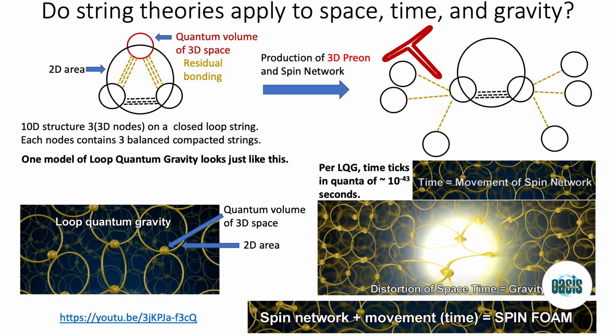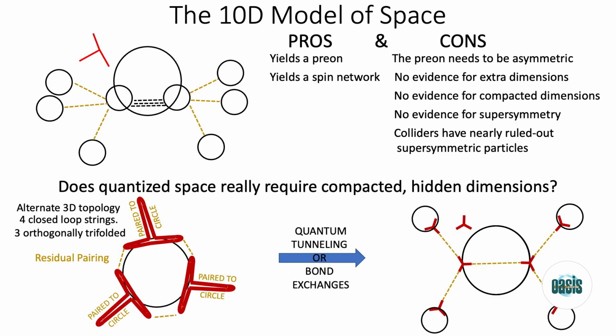We see time as nice and smooth because it's being averaged out across all these motions going on around us everywhere. So time would be quantized and it would be equivalent to movements in this spin network. And distortion of this network, distortion of space-time, would be gravity. And the spin network evolving over time is something called a spin foam. And we'll take a look at that in a little bit. So that kind of works, but we're still dealing with compacted dimensions.